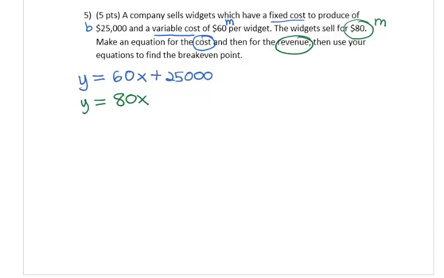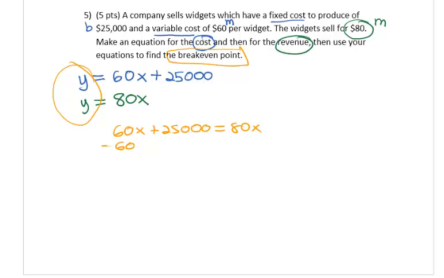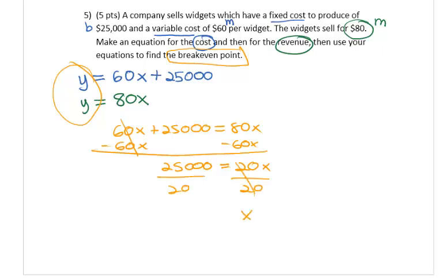The equilibrium point, the break-even point, then, is when these two equations both equal each other. So we'd have 60x plus 25,000 equals 80x. Subtracting 60x from both sides, we get 25,000 equals 20x. Divide both sides by 20, and x equals 1,250 widgets for our equilibrium break-even point.